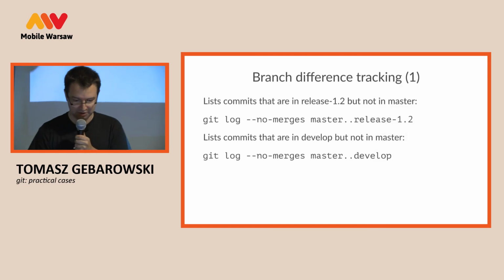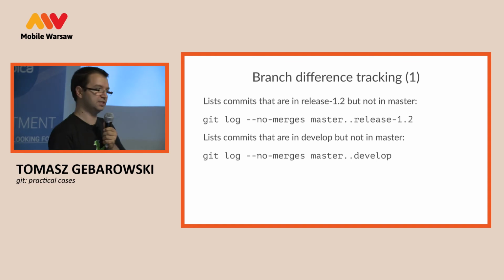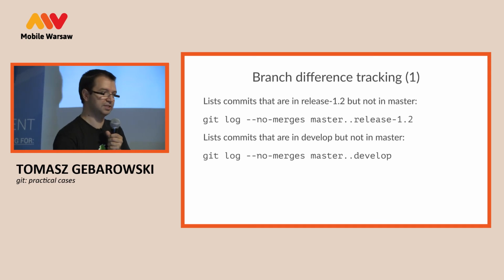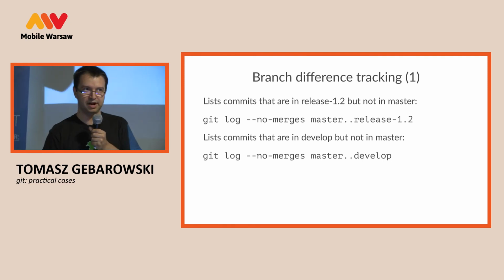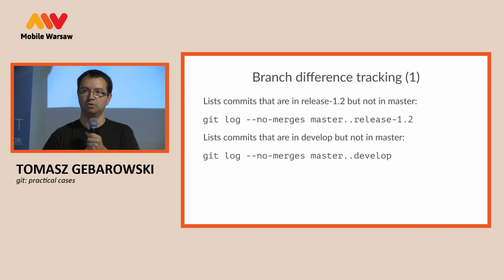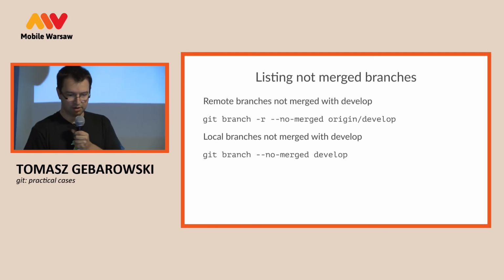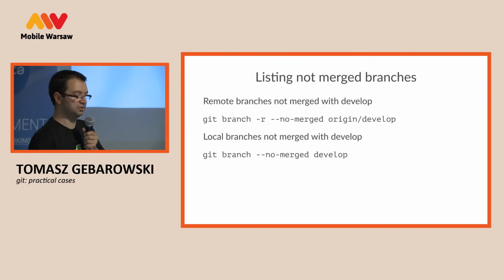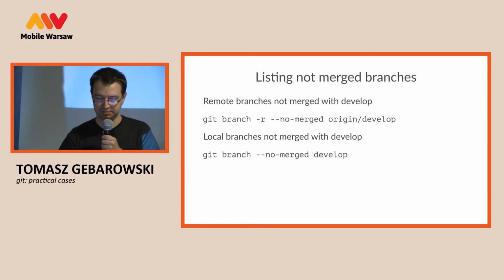And we can also compare this the other way around, so we can list the commits that are in develop but not in master, so we simply change the order of this comparison. And this is quite nice to have for creating some kind of changelog when releasing new versions. And of course, we can list those branches that were not yet incorporated into develop, for example, or remotes that were not yet merged, using this syntax.